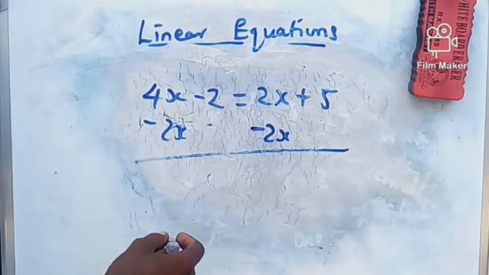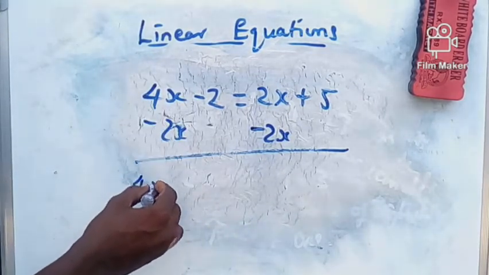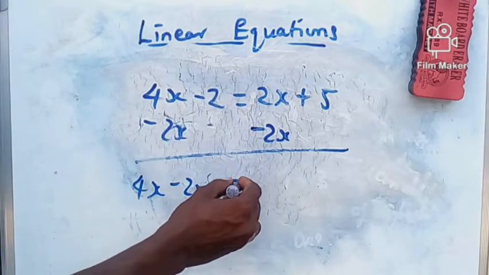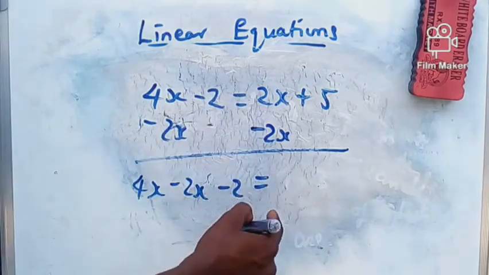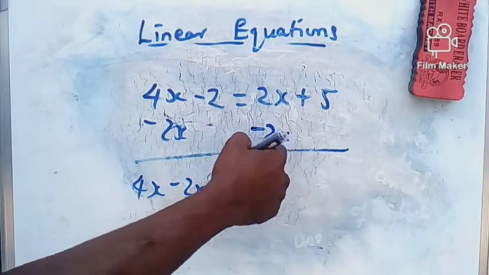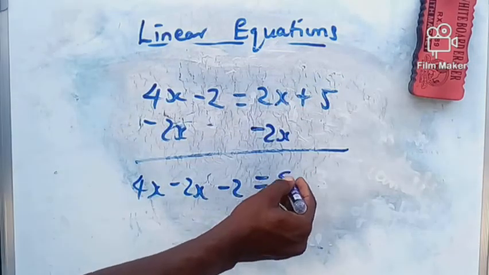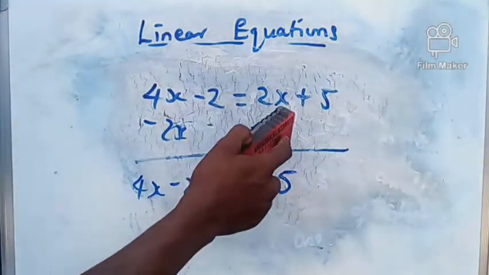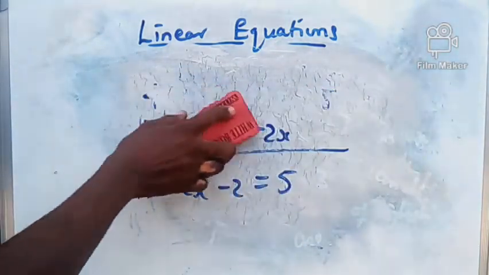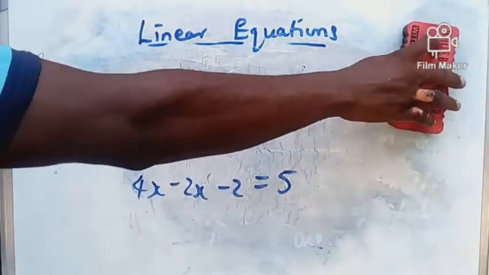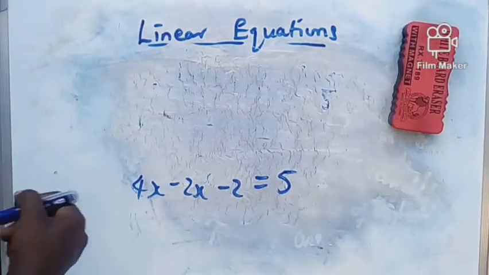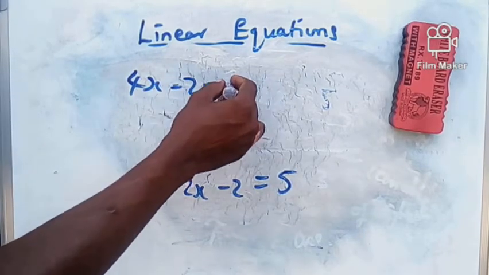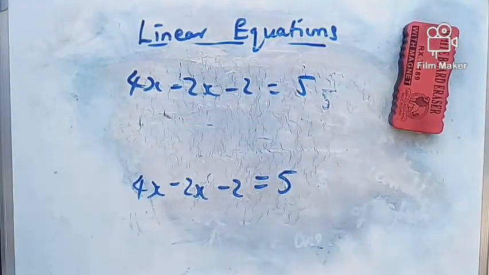So we evaluate. What do I have? This is 4x minus 2x. Remember, there is minus 2 here. Minus 2 equal to 2x minus 2x is 0. So what I'll have here left is only what? 5. So we have done the first one. What's the next thing to do? We now have 4x minus 2x minus 2 equal to what? 5.